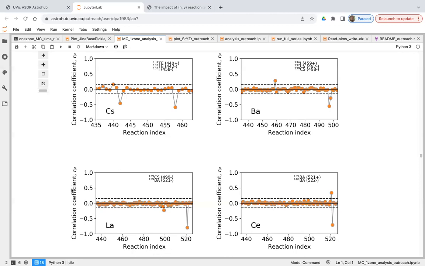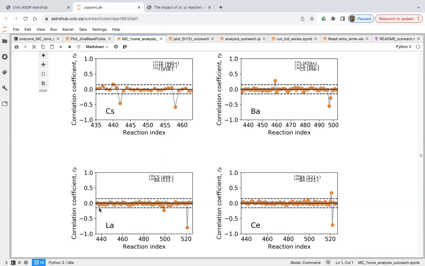And on the vertical axis, we have the Pearson correlation coefficient between the predicted elemental abundance, in this case of lanthanum, and the reaction rate, the neutron capture reaction rate multiplication factor. And the solid black line, where most data points are, has correlation coefficient 0, which means these reactions don't have any impact on the predicted lanthanum abundances because the correlation coefficient is close to 0.